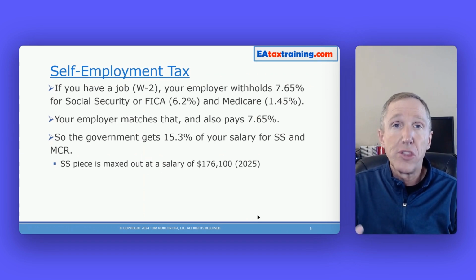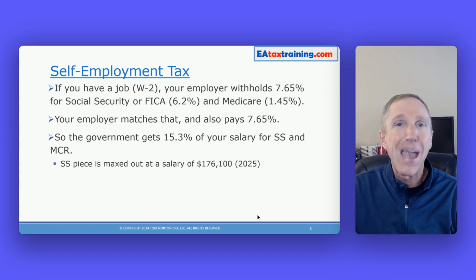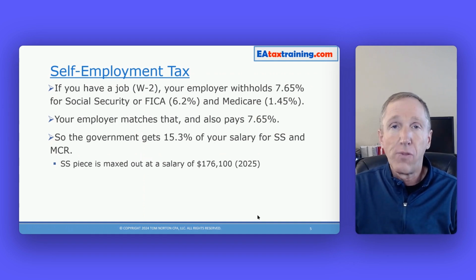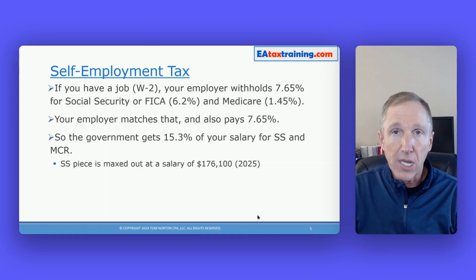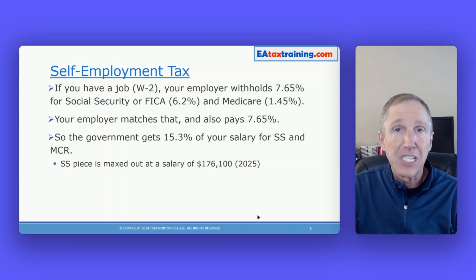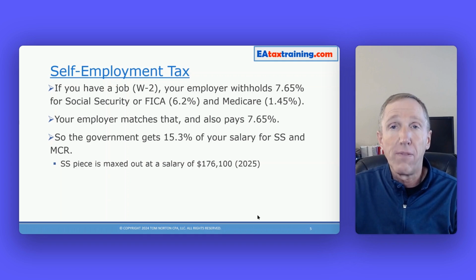Now, it is important to note that the Social Security piece of that is maxed out at a salary of $176,100 for 2025. So for your first $176,100, they're going to take out 7.65% of your salary for Social Security and Medicare. And then once you get over that amount, they're going to stop taking out the 6.2% for Social Security, and they're only going to take out the 1.45% for Medicare. And that is per person per year, the $176,100.